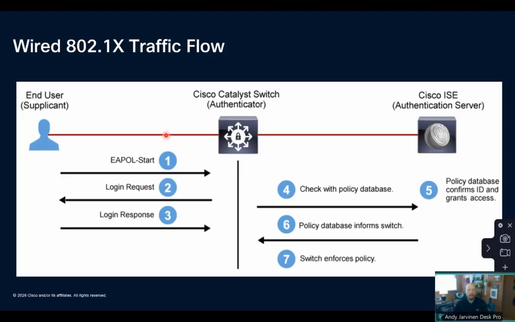The next piece in the puzzle is the authenticator. This is the network switch or access point if you're doing wireless 802.1x. And the authenticator enforces the port policy, and it also relays the authentication messages between the authenticator and the authentication server. Then we have the authentication server. Typically, this is called a RADIUS server, and it validates credentials and assigns VLANs or access rights.